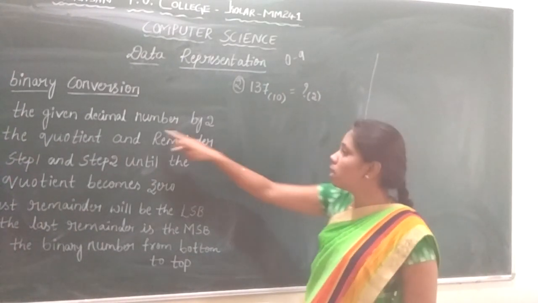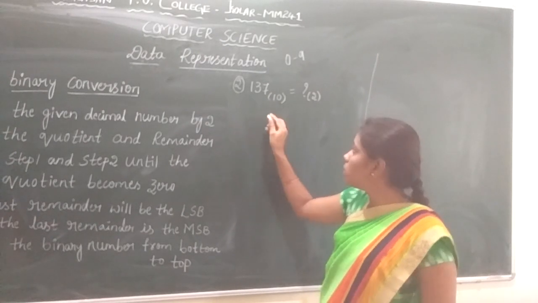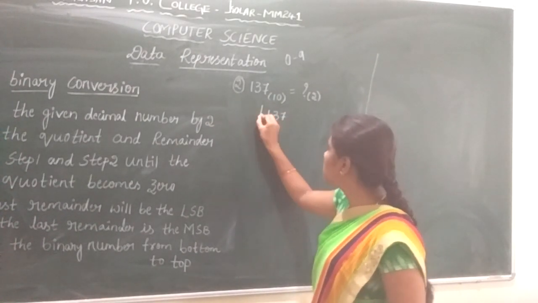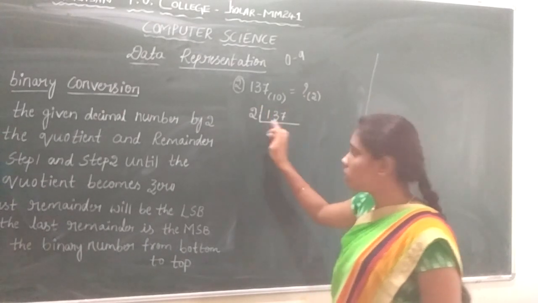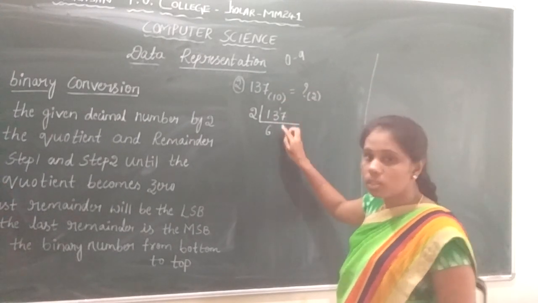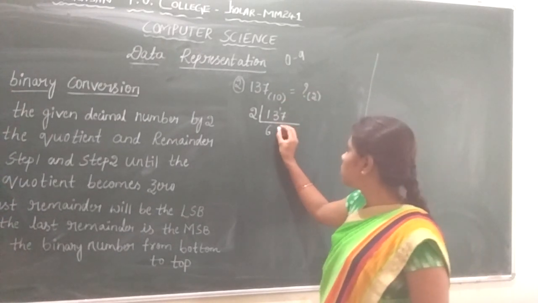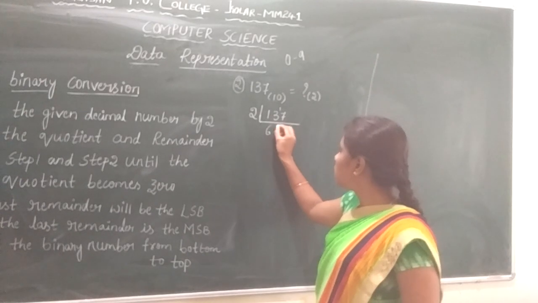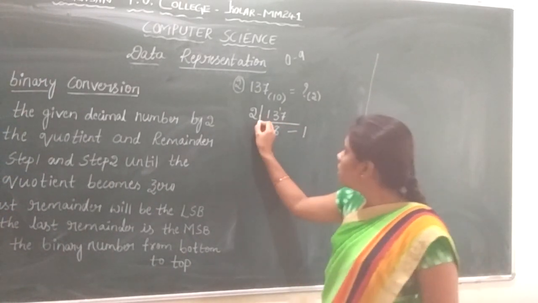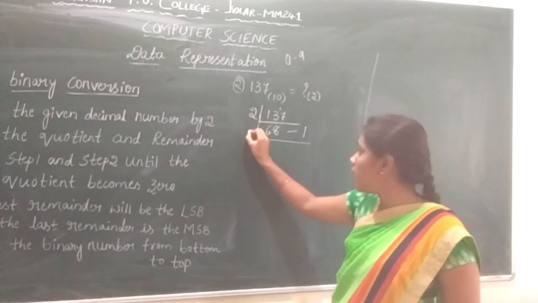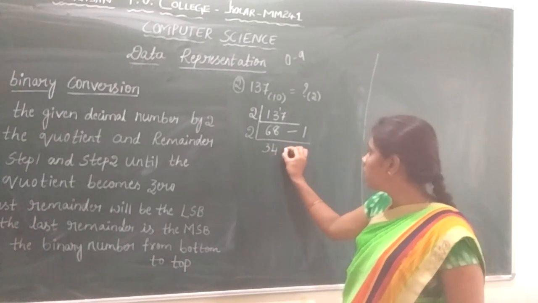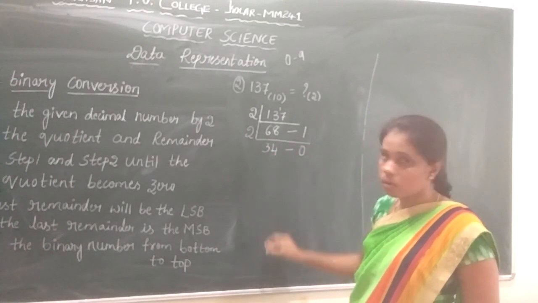So what is the first step? Divide the given decimal number by 2. So now 137, you need to divide it by 2. 2 6s are 12. What is left out here is 1. So it will become 17. 2 8s are 16. The remainder is 1. Again you need to divide this 68 by 2. 2 3s are 6 and 2 4s are 8. The left out value is 0.